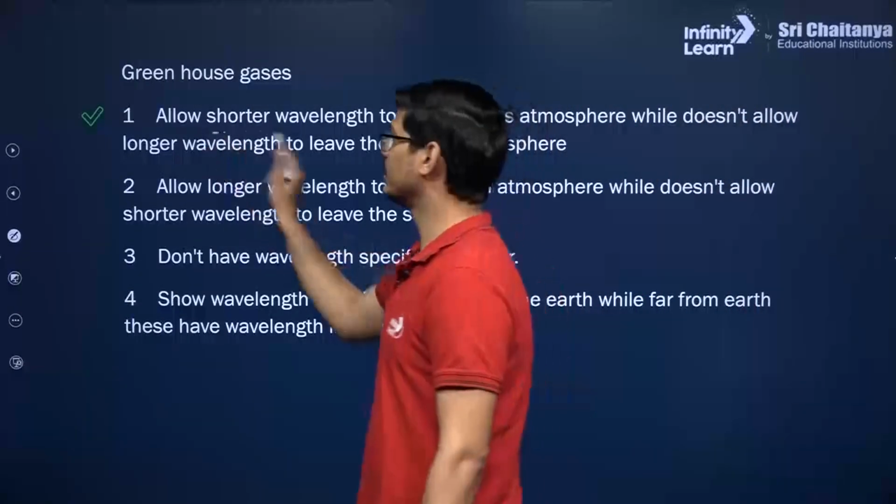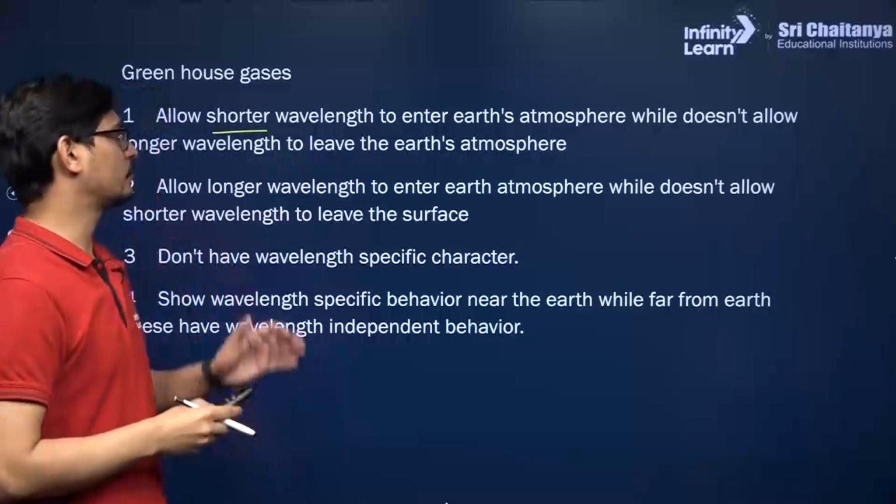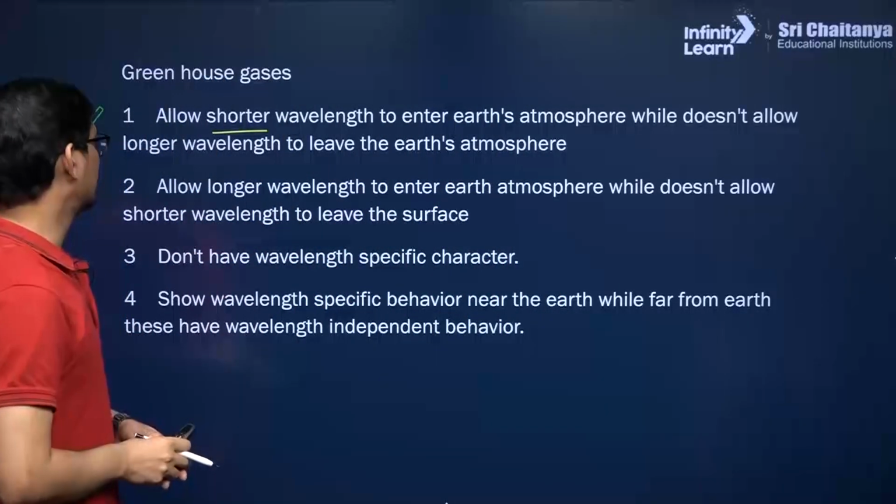In this, the correct answer is this: greenhouse gases allow shorter wavelengths to enter the atmosphere while they do not allow the longer wavelengths.